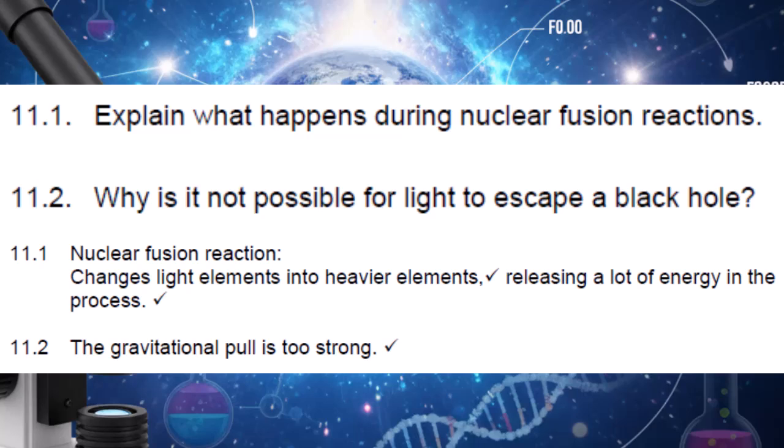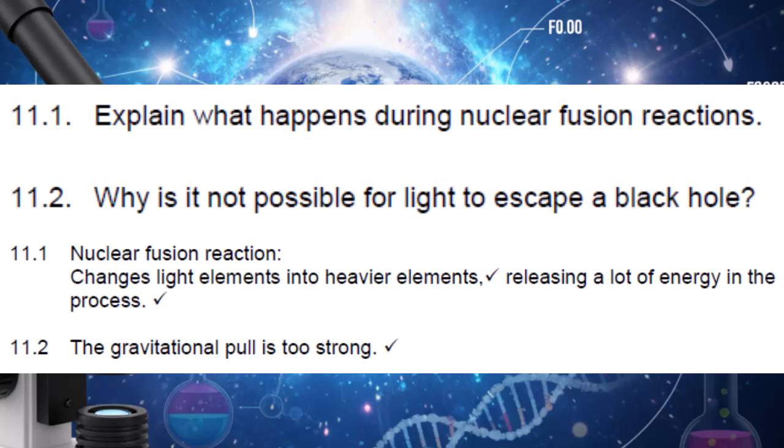Why can't light escape from a black hole? It comes down to gravity. A black hole is formed when a massive amount of matter collapses into an incredibly tiny space, creating a gravitational field that is unimaginably strong. Stronger than anything else. So strong that the escape velocity, the speed needed to break free from its gravitational pull, is greater than the speed of light.